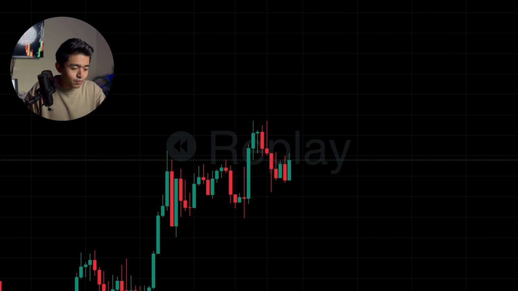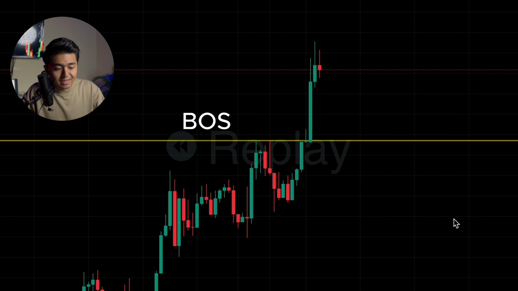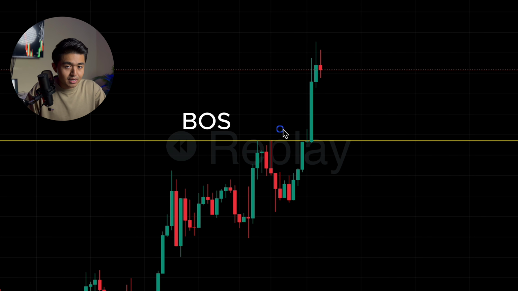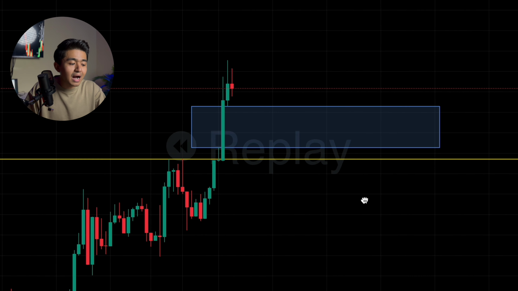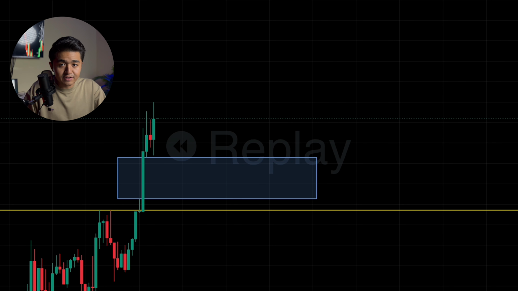Now look at this. Price aggressively breaks the previous high. That's our breakout structure shift. In the process, it leaves a gap behind. This fair value gap is now high probability because it has the momentum of a structure shift behind it.